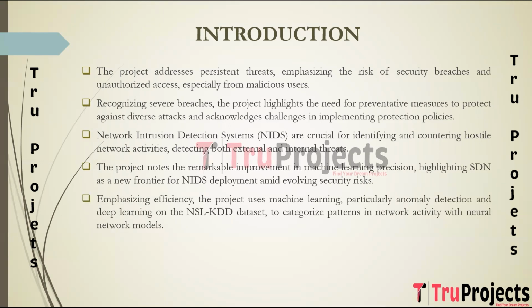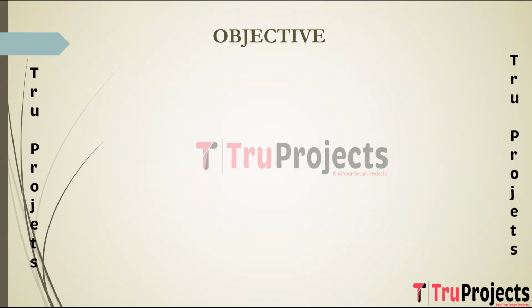The project emphasizes developing an efficient NIDS using machine learning approaches, particularly anomaly detection and deep learning methods. It focuses on the NSL-KDD dataset to create a data-driven approach for categorizing patterns in legitimate and malicious network activity, employing neural network models for their ability to handle diverse parameters.